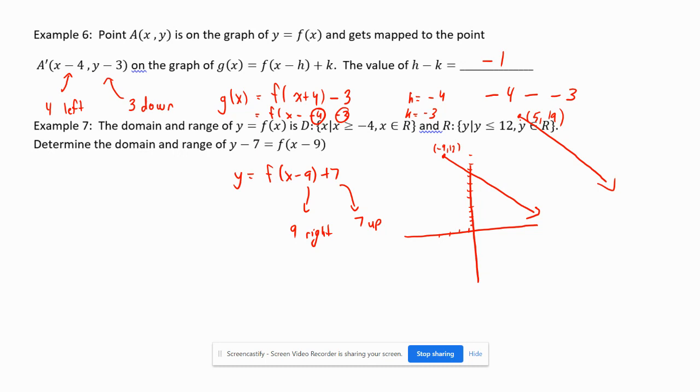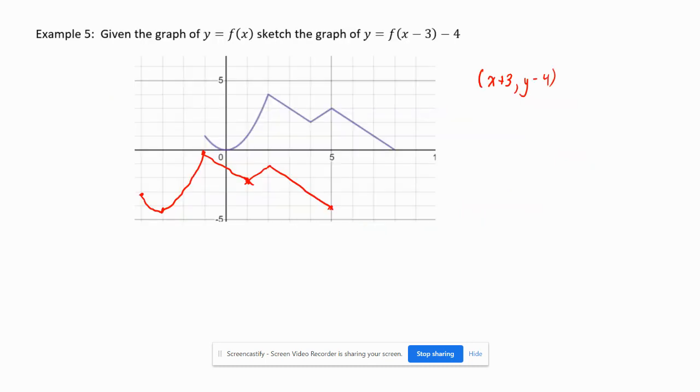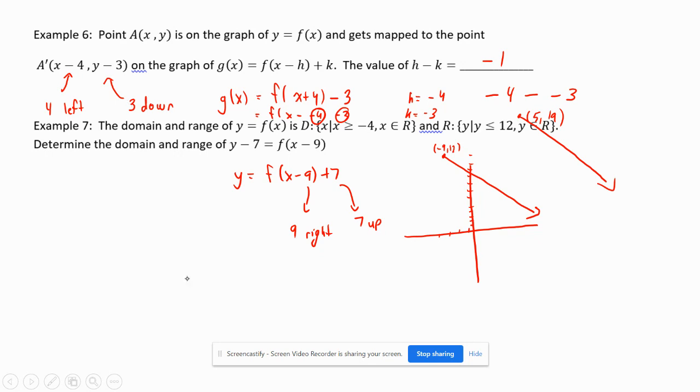What's the new domain and range of this? It's x is greater than or equal to 5, y is less than or equal to 19. I'm just going to do this in interval notation here. My domain is from 5 to infinity. My range is from negative infinity to 19, like this. Okay, so I think this should be the answer. So this is the answer in interval notation over here.